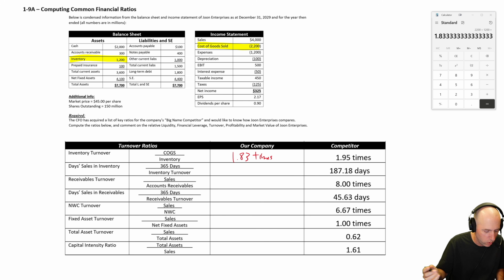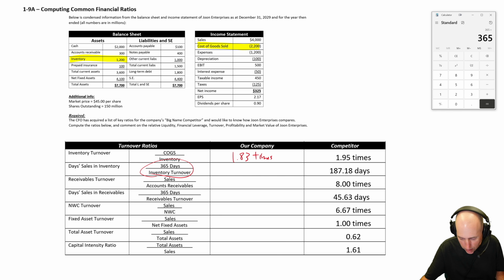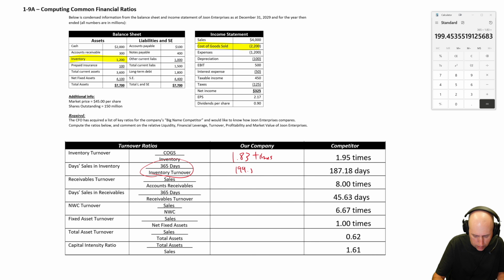They're turning over more regularly than us, and I think that drives home in this next ratio. 365 divided by the inventory turnover. 365 divided by 1.83 is 199.5 days. This is saying how long is it taking us to sell our inventory? How long is it sitting on the shelf or in a warehouse somewhere? For us, it's about 200 days. For them, it's 187. They're selling quicker than us. That's better. So we're doing worse.